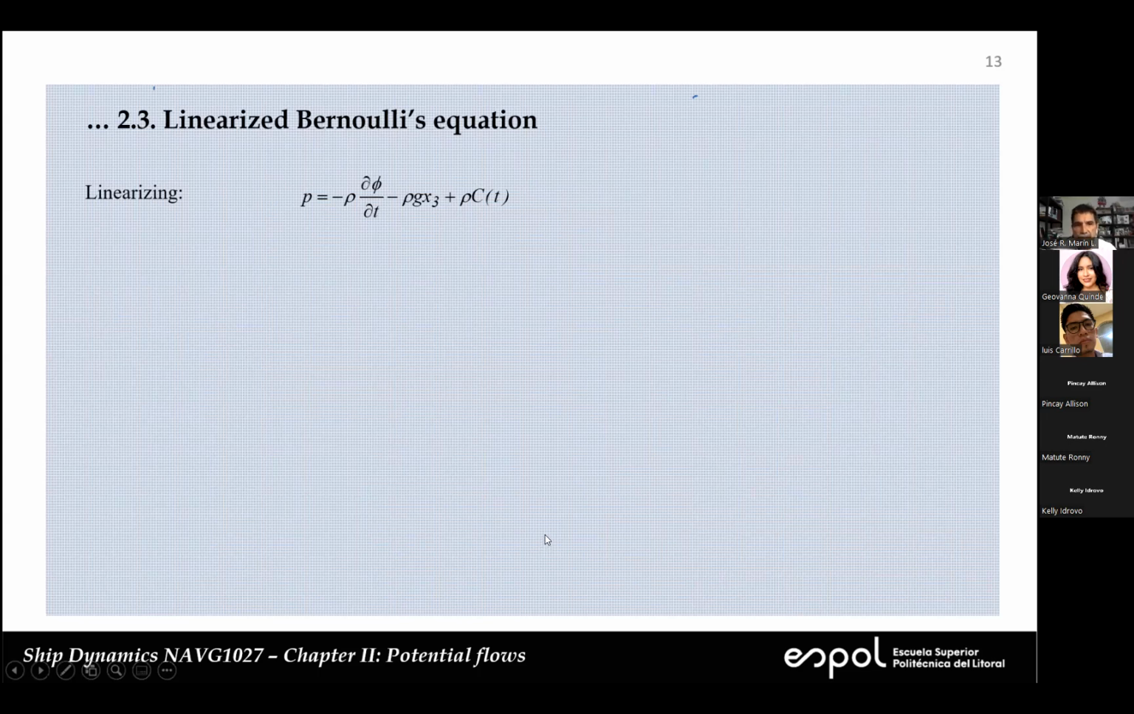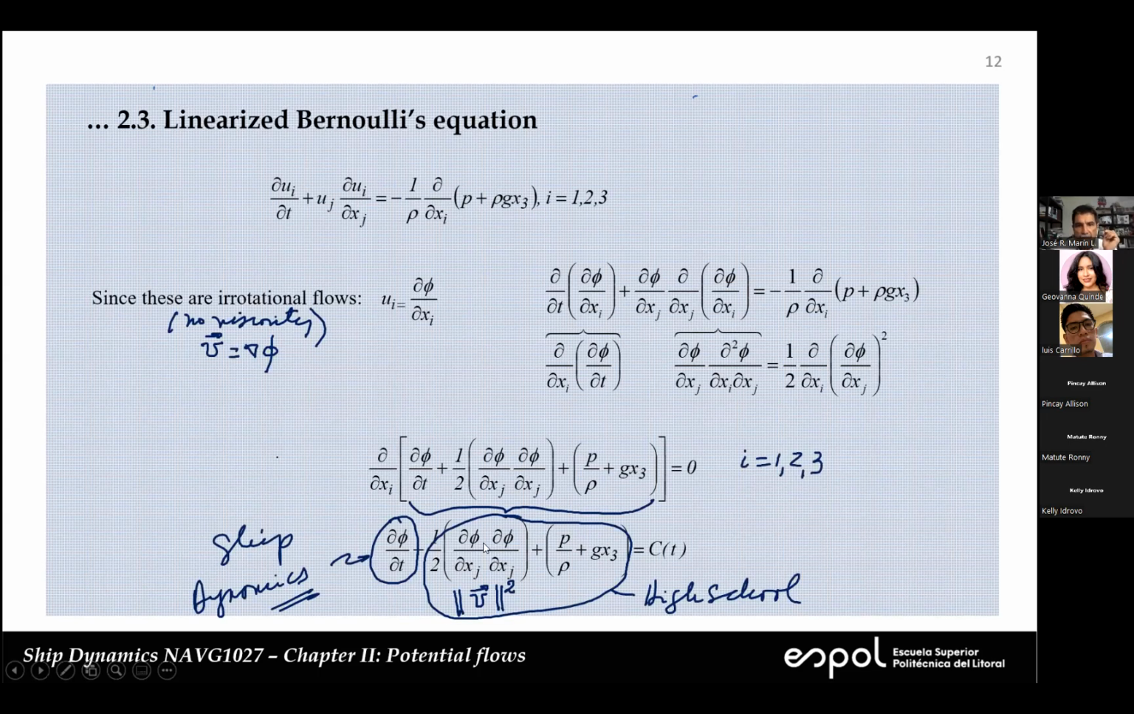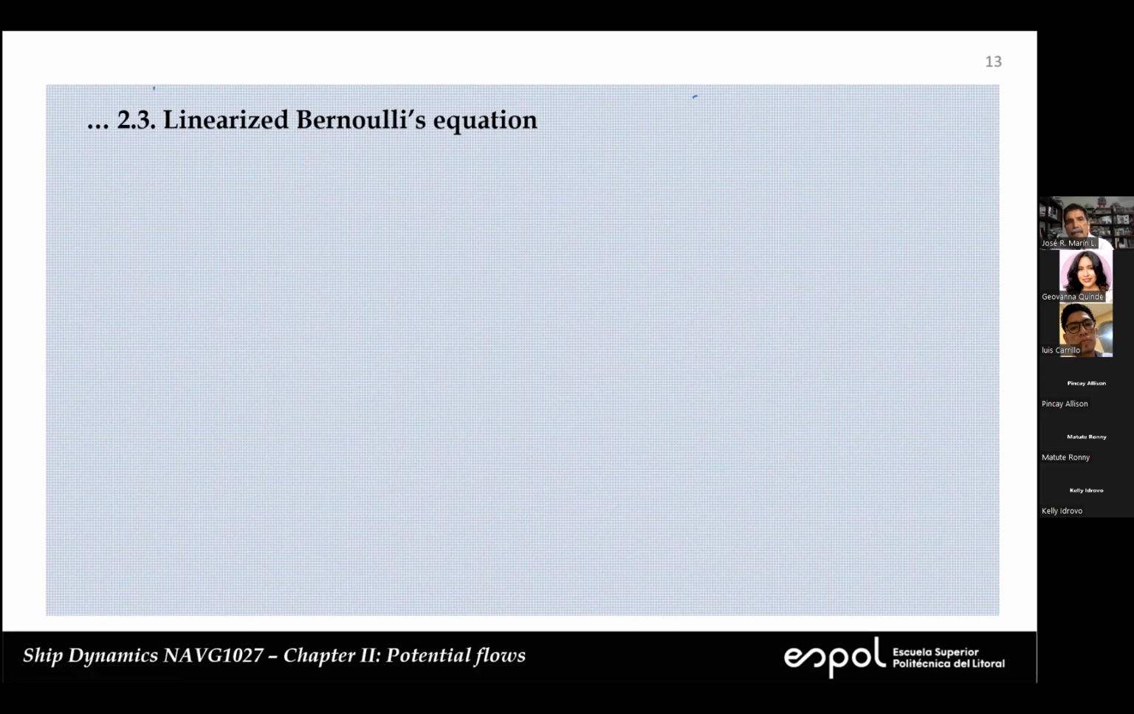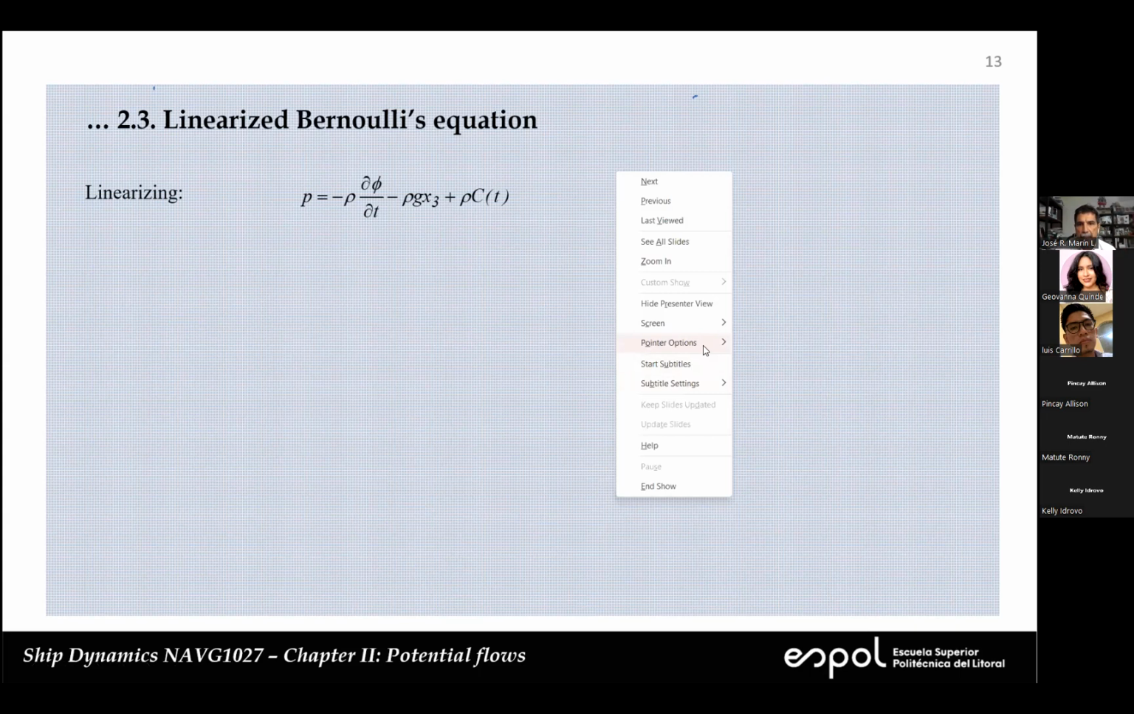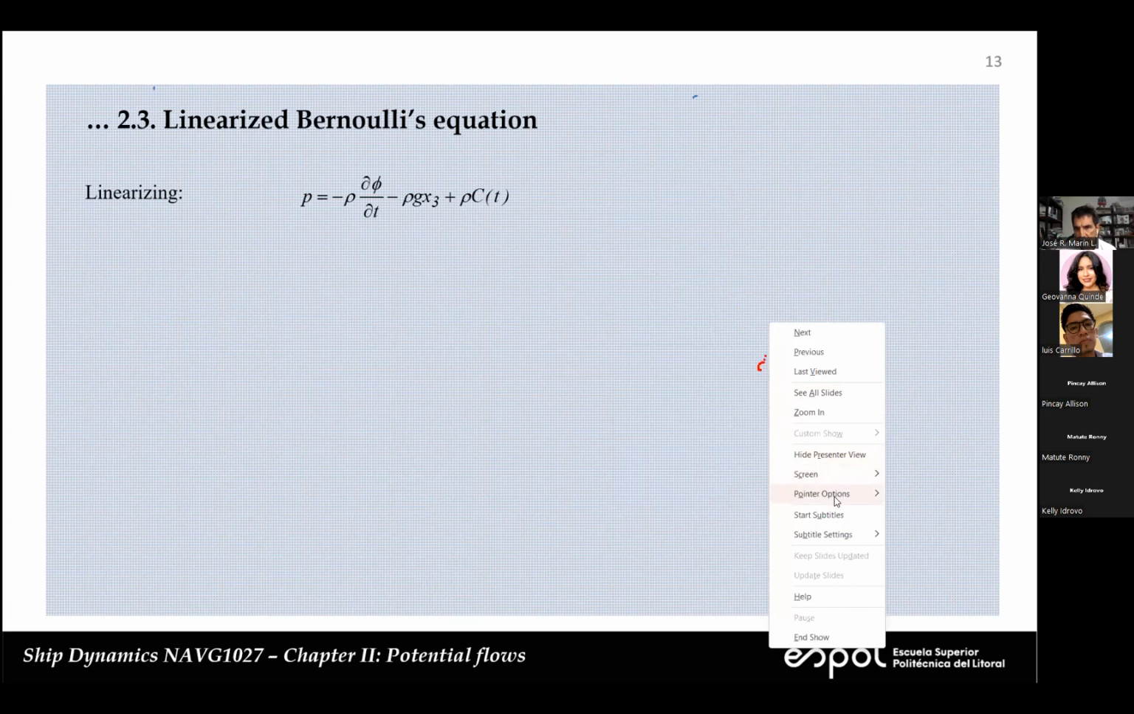We linearize it, okay? So let me go back. Here, we see that this is a velocity multiplied by itself. So this is a quadratic term. So if we say that the velocities are small in general, we can neglect that term, okay? So that's one step. So that's the linear Bernoulli's equation.